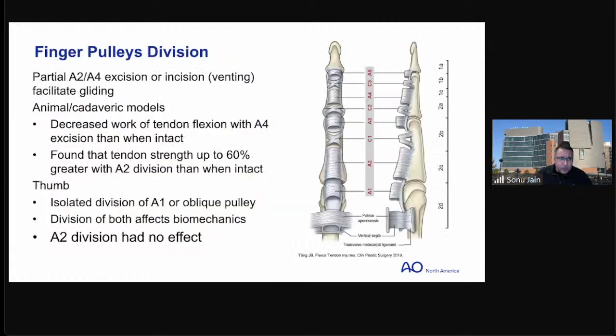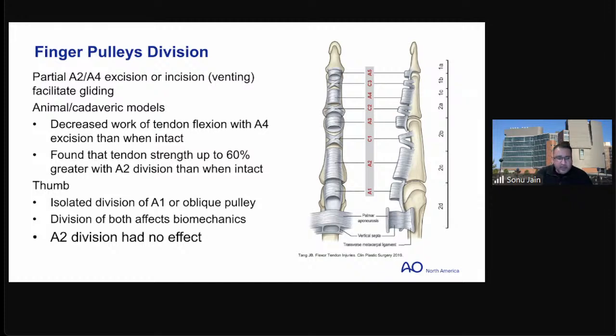So you can have partial division of these. It's been shown in animal and cadaveric models that you get decreased work of tendon flexion with the A4 excision versus intact, and that even tendon strength was actually found to be stronger when you divided the A2. So in some respects, even though the pulleys protect your ability to get that efficiency to some degree, we're not seeing that clinical bowstring. And number 2 is you may actually be getting better strength, at least based on these models, with healing. So again, I'm not saying that's what happens. There may just be some thought that this may be happening.